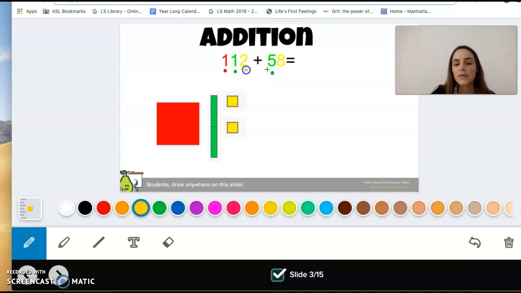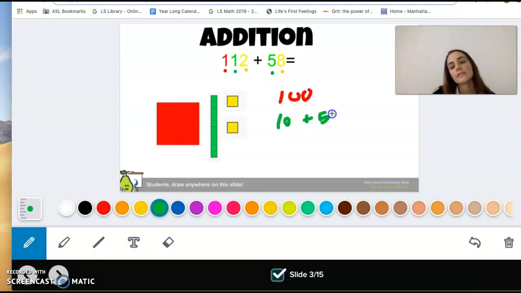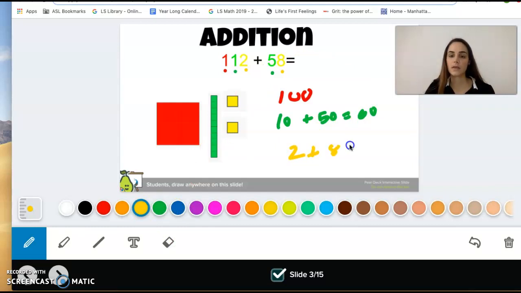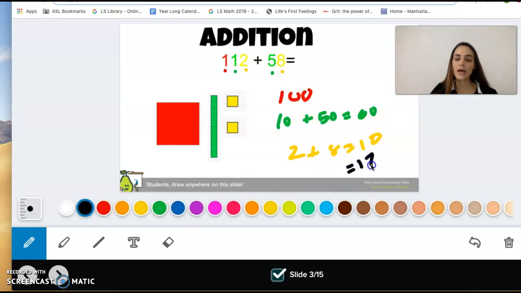I like this strategy of regrouping because I think it's very helpful. So I'm going to count 100. I don't have more hundreds. I have 10 plus 50 equals 60. I have my ones. I have 2 plus 8 equals 10. So my total will be my 100 plus 60 plus 10 equals 170. And that's my final answer. Okay, and on this occasion, I used the regrouping strategy, okay?